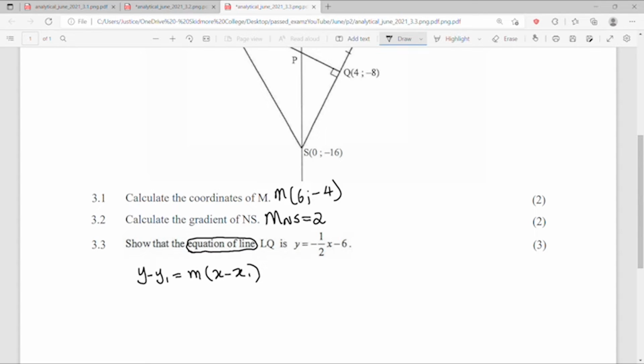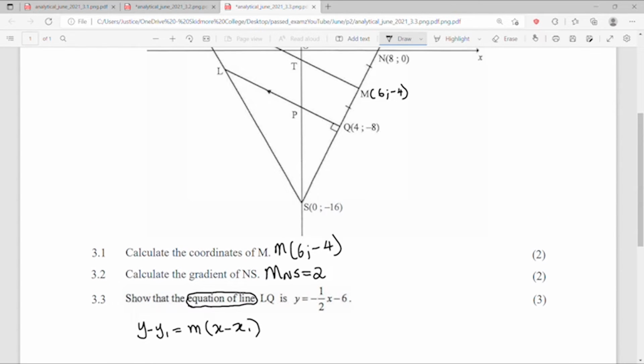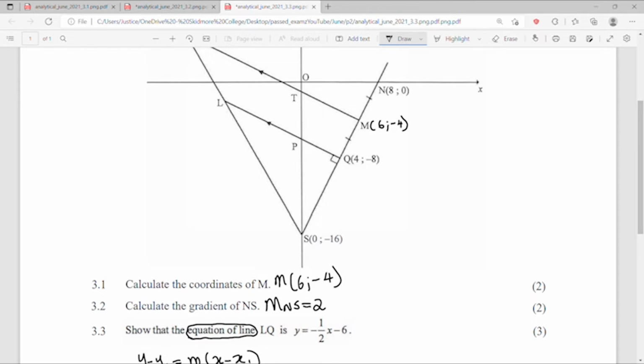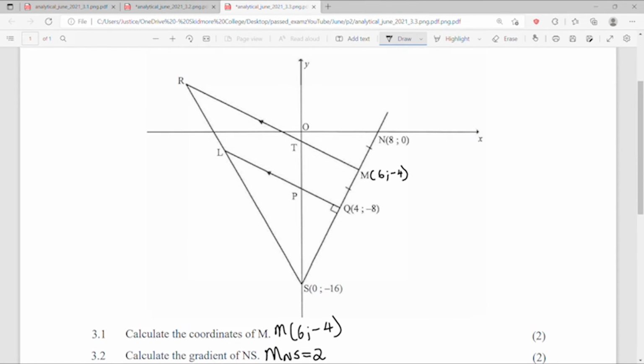I haven't even started answering the question, and already I'm on the right track, because most students look at the question and then try to think of an answer somewhere far. You just look at the question, look at the words. They're talking about the equation of line LQ. Now they are referring you to the diagram. Where is LQ? This is our LQ here, in a different color. This line right here, right?